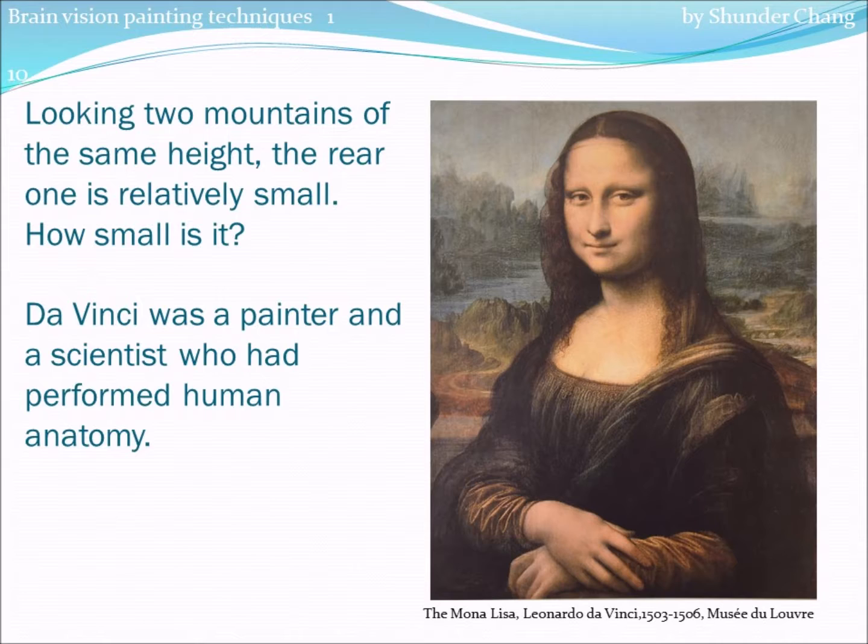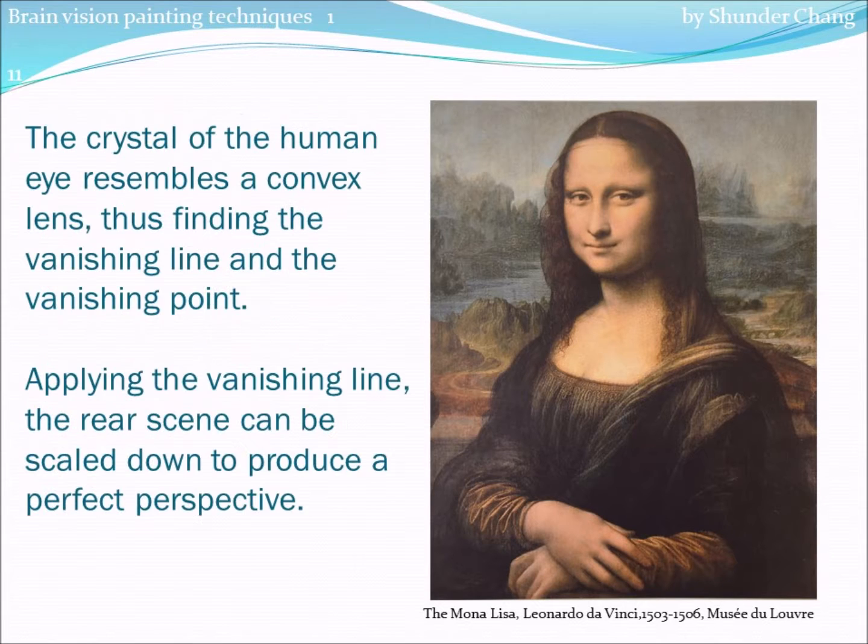How small is it? Da Vinci was a painter and a scientist who had performed human anatomy. The crystal lens of the human eye resembles a convex lens, and thus he found the vanishing line and the vanishing point. Applying the vanishing line, the rear scene can be scaled down to produce a perfect perspective.